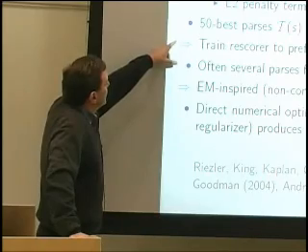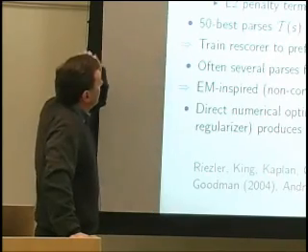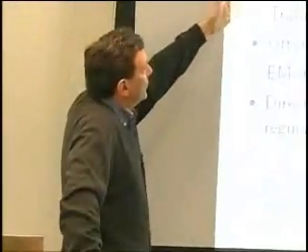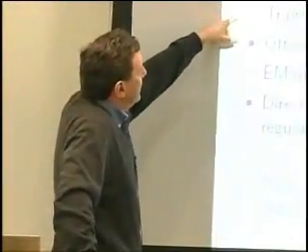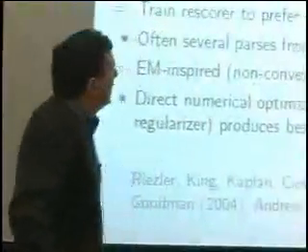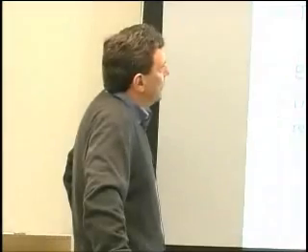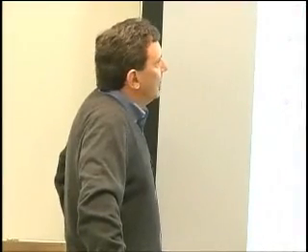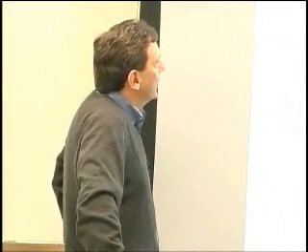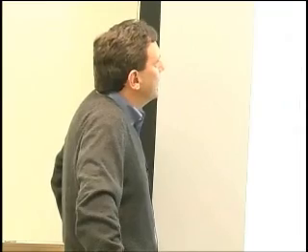There's a couple of more minor technical issues here. One is that the 50-best list may not include the true parse. So the basic idea is that we'll train the rescorer to prefer the parse in the candidate parse list that's as close as possible to the true parse. That seems sensible. There's no way at runtime you're going to be able to pick a parse that's not in the 50 best candidates.